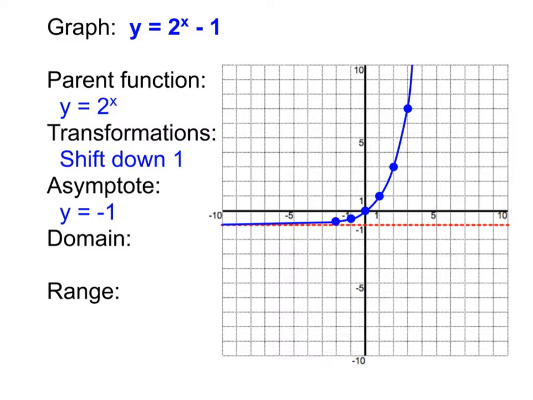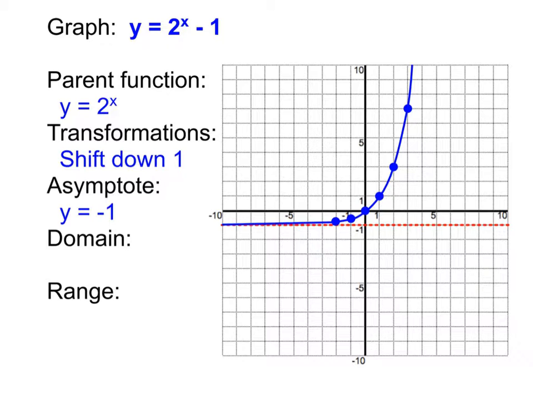And then once you plotted all those points, go ahead and draw your curve that goes through them, and then you've finished out the graph. And now that we have the complete graph, now we can go ahead and talk domain and range. Because now we can see it.